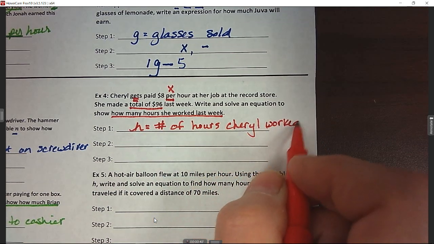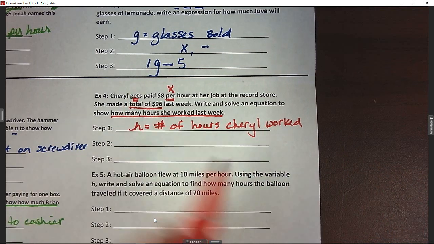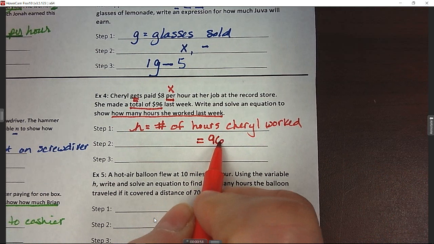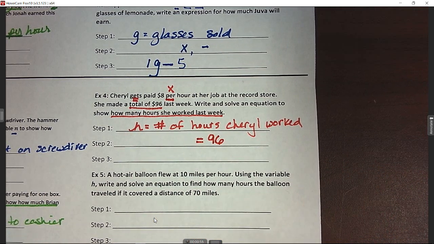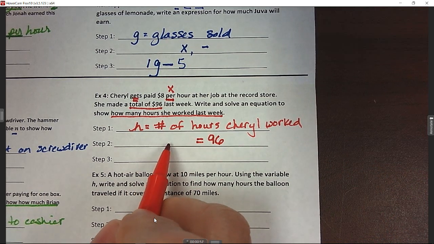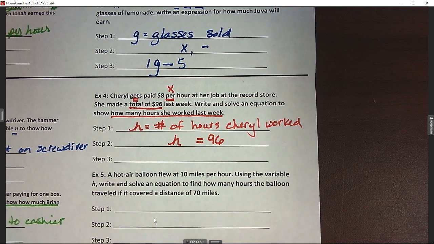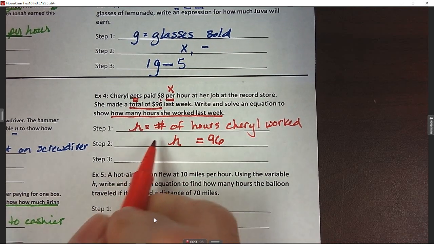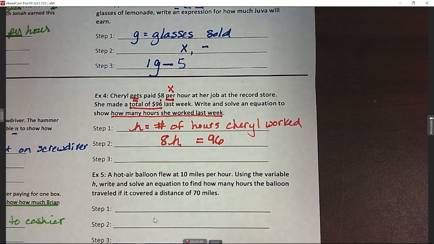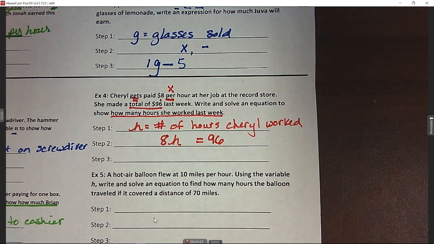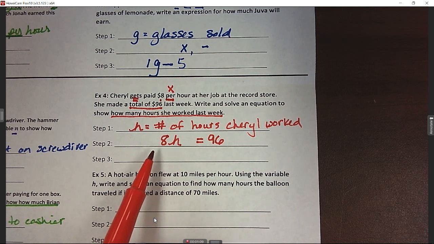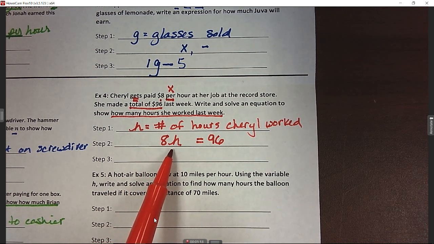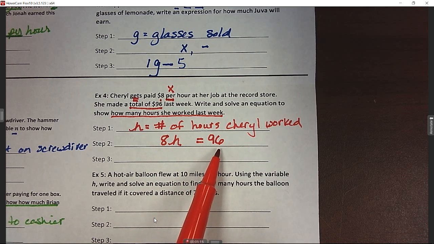Okay, so we know we're going to get to 96. That's our total. That's what she made, $96. Sorry, not hours, dollars. And we know that she worked H hours, and we know that she was paid $8 for every one of those hours. So it's $8 times H is going to give us our $96. So Cheryl makes $8 an hour. She worked some number of hours, and she earned $96.